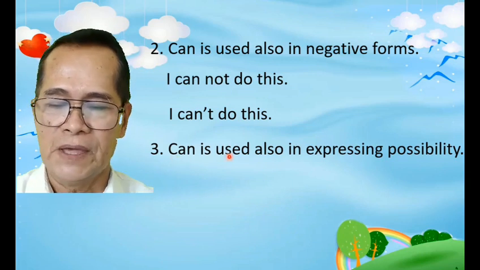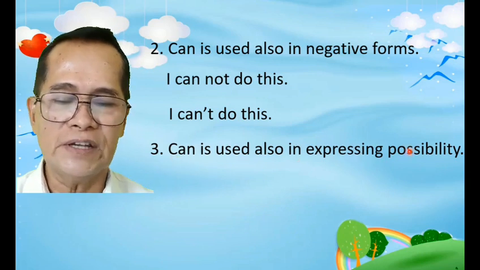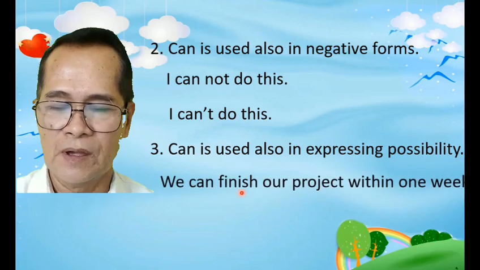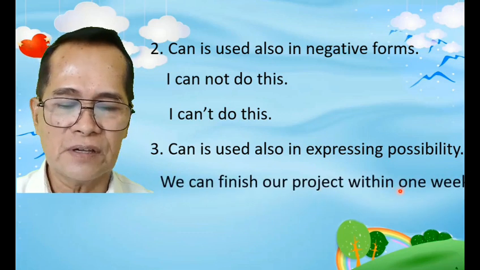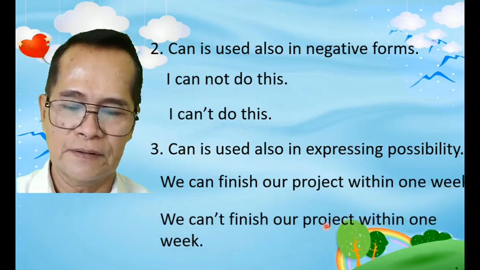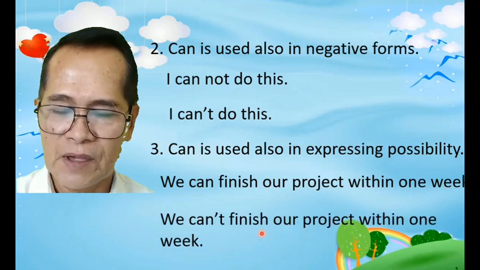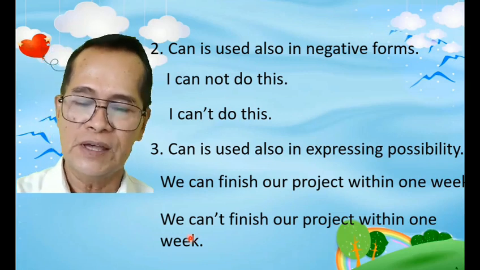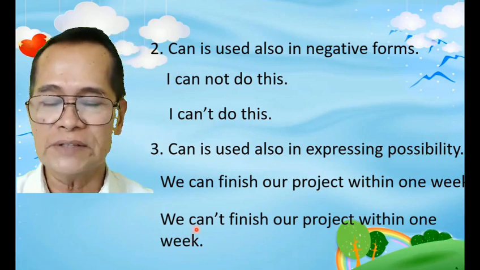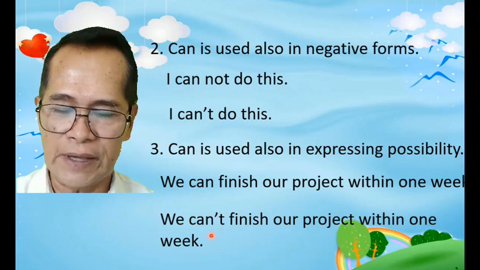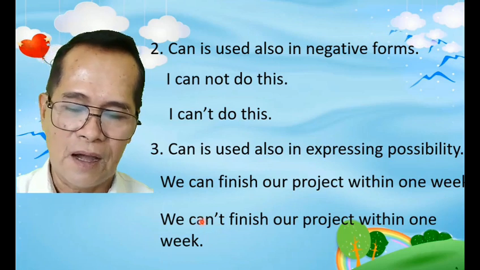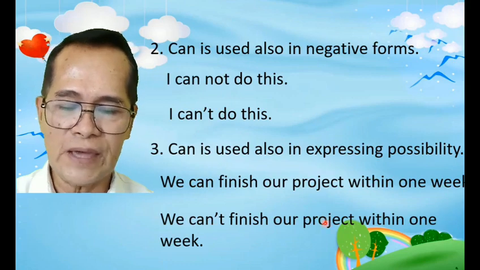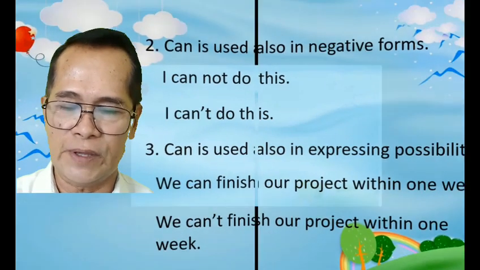Number 3, can is used also in expressing possibility. Example, we can finish our project within 1 week. This is where we are going to use the negative and contracted form of cannot. Itong can't, ito ang shortened form ng word na cannot. We can finish our project within 1 week.